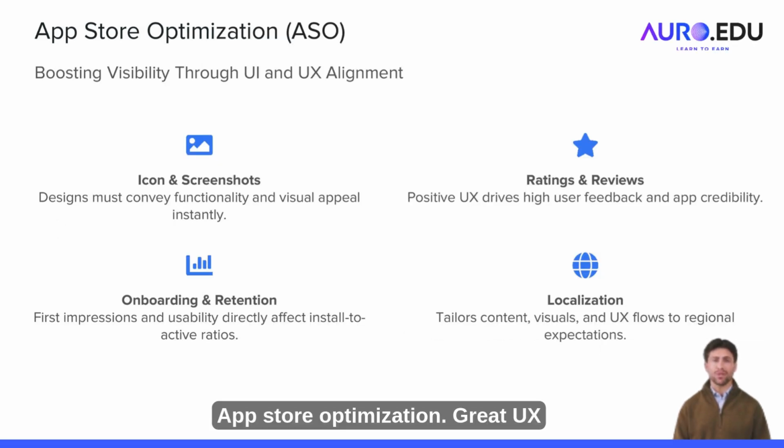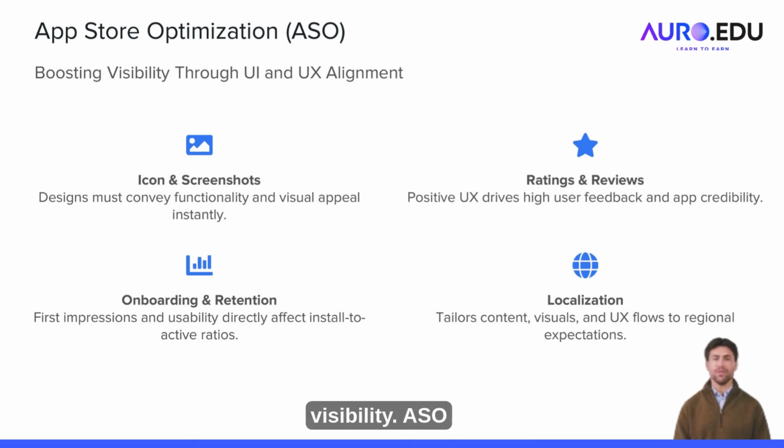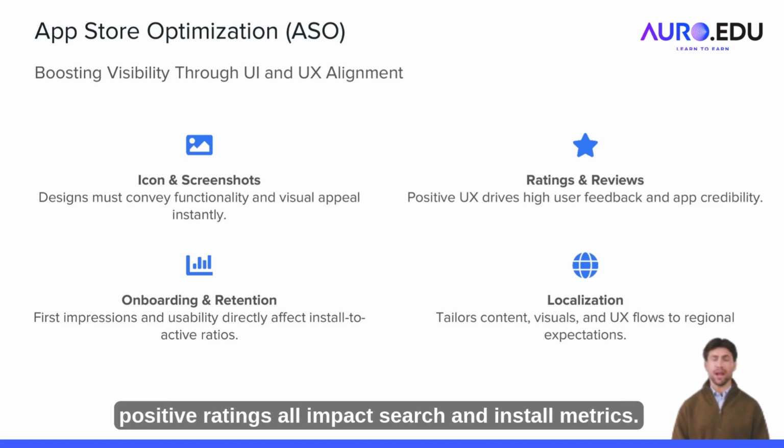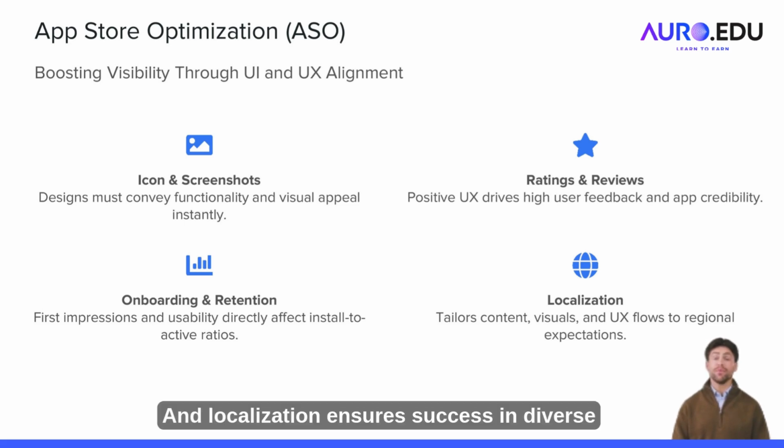App Store Optimization, ASO. Great UX doesn't just improve usage, it boosts visibility. ASO aligns your visual identity, user reviews, and engagement to improve App Store performance. Strong onboarding, high retention, and positive ratings all impact search and install metrics. And localization ensures success in diverse markets.